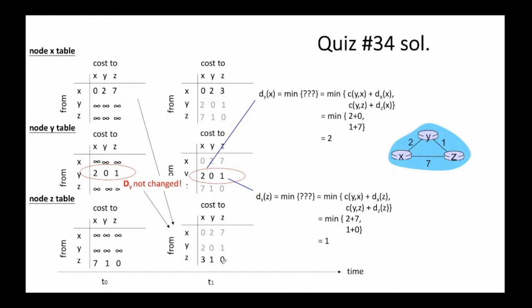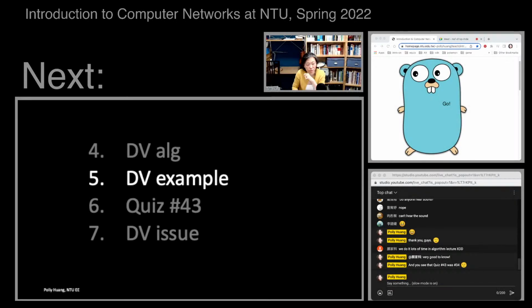Similarly here, z finds out the new dz being different from the old dz, which will need to propagate also. Okay, dz to node x and node y. Therefore, the two other nodes can calculate if the dx and dy need to be changed further. All right, so that was a full computation at T1.